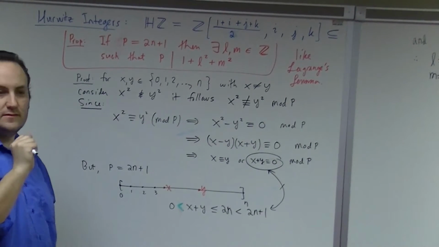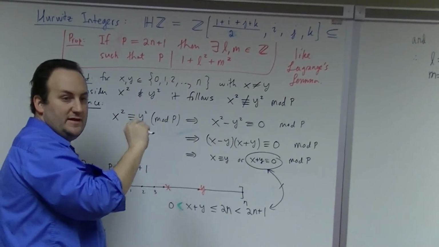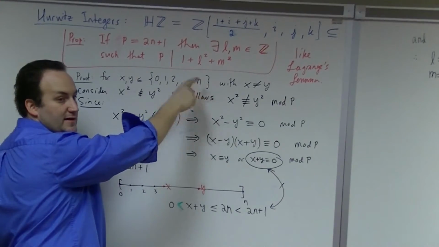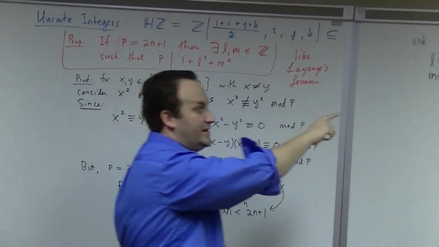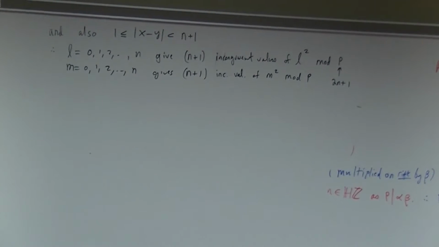They're distinct. For distinct inputs, you get distinct outputs, right? So how many inputs are there? n plus 1. As you square those, you get n plus 1 incongruent outputs for l squared and also for m squared, applying this result twice.